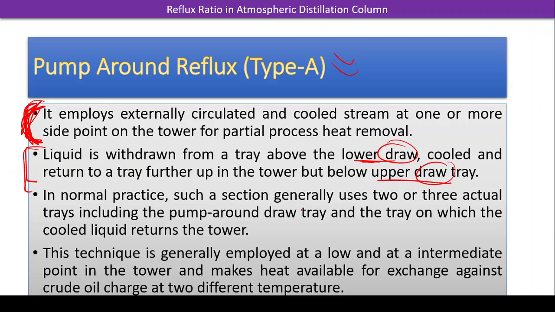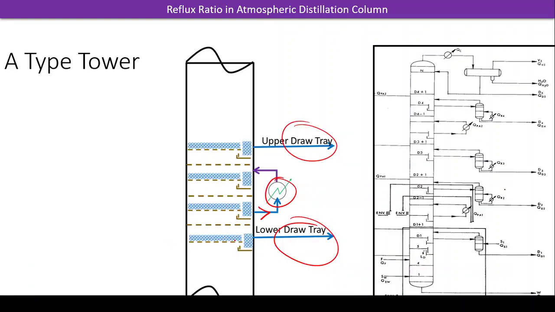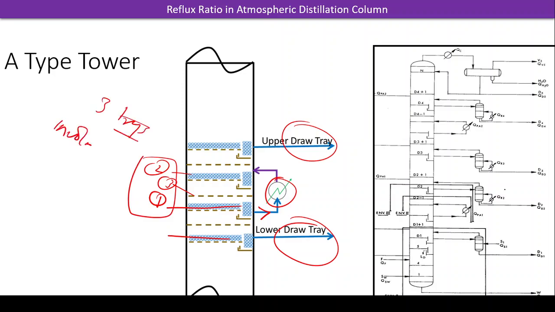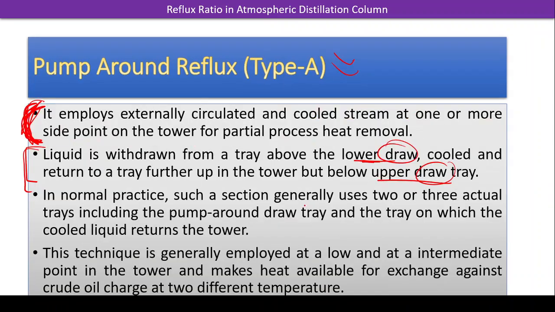In normal practice, such a section generally uses 2 or 3 actual trays, including the pump-around draw tray and the tray on which the cooled liquid returns to the tower. What it means is that this is the first tray, this is the second tray. This is the tray from where we are taking out the liquid, and this is the tray where we put the liquid back. And sometimes there is a third tray between these two. So there are a total of 3 trays involved in this type of system. That is the important thing.